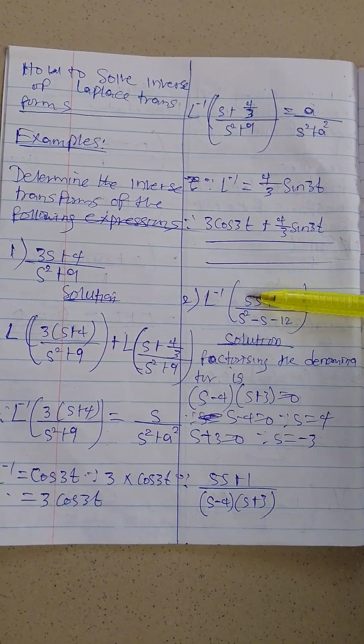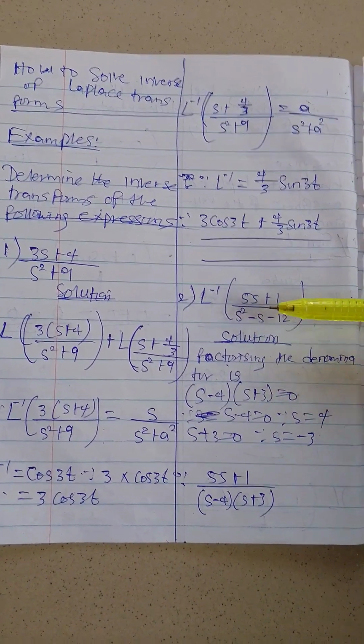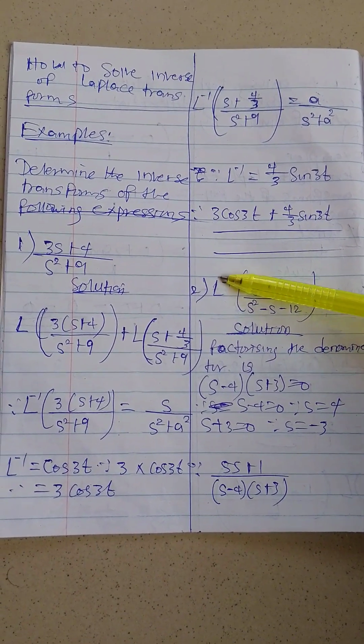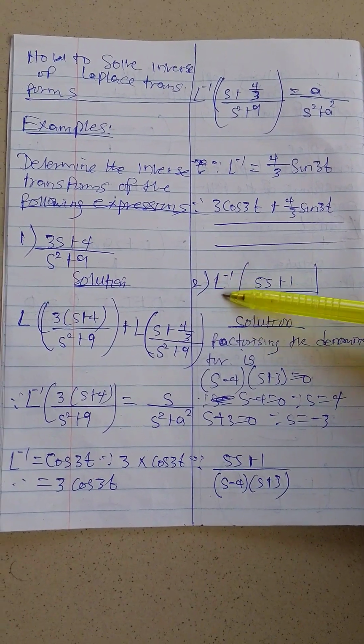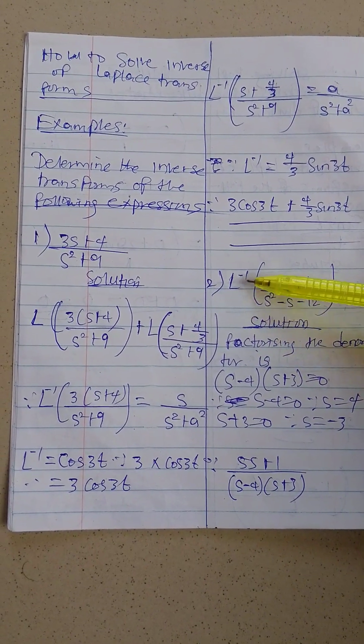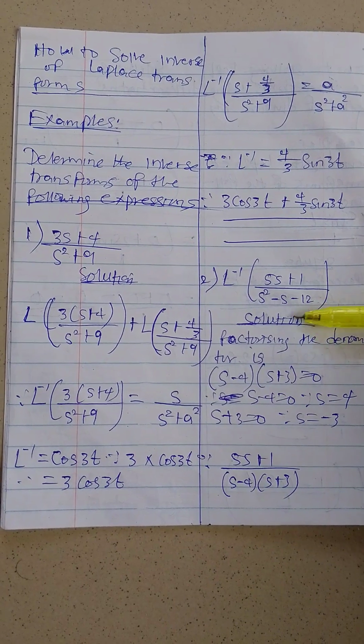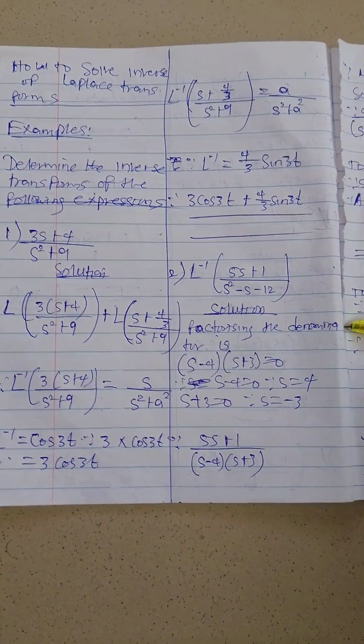Now I have number 2. Question number 2 goes like this. You have to find the Laplace inverse. So this L raised to the power minus 1 is called Laplace inverse. So find the Laplace inverse of (5x plus 1) all over (x squared minus x minus 12). Now how do we do this solution? To solve this, what do you do?